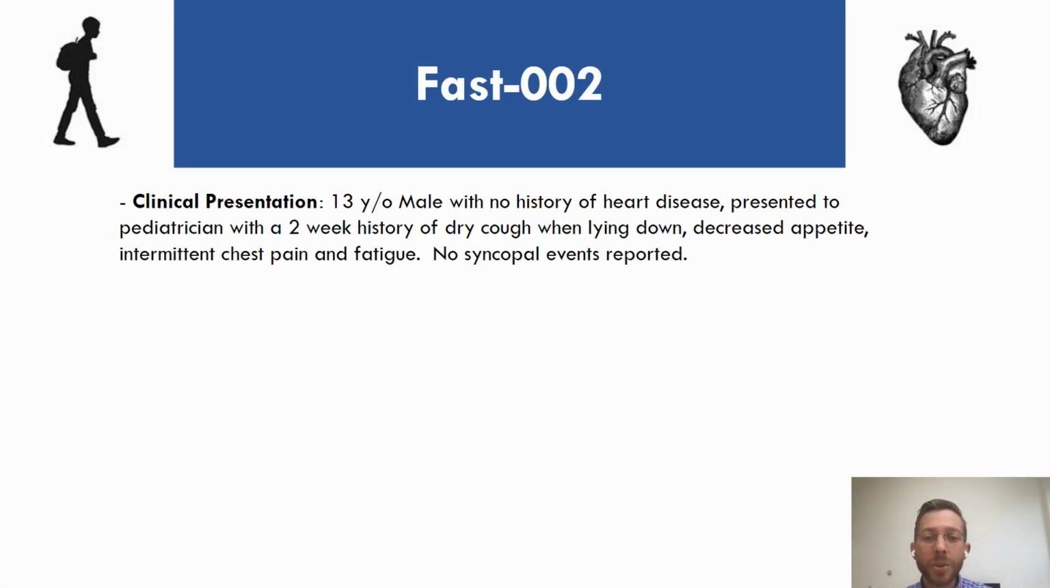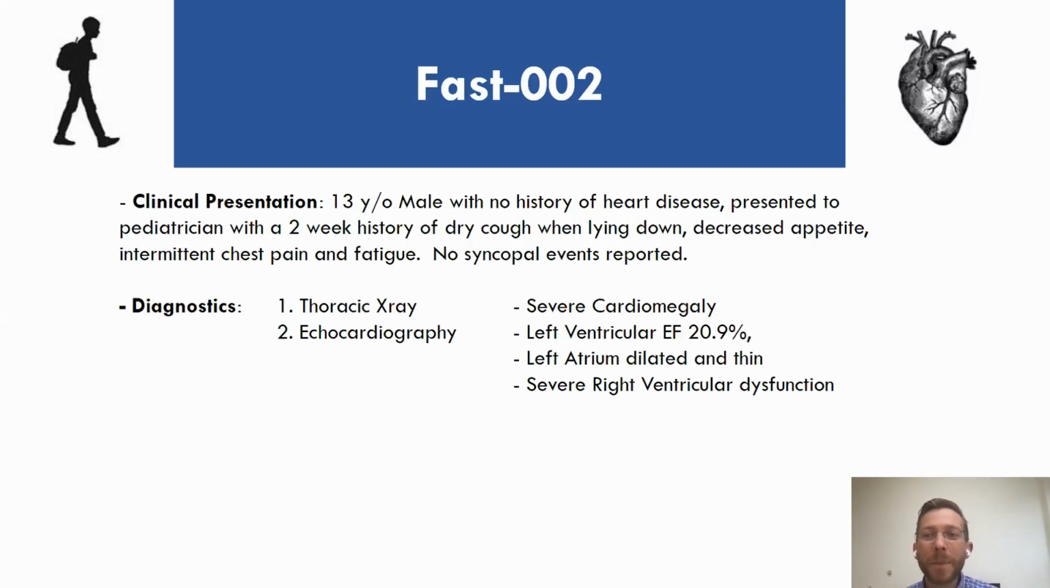When he presented to his pediatrician at the time, it was thought, hey, maybe this is COVID. So he was tested for COVID, which came back negative. So the pediatrician decided to order a few more tests. The first test was a thoracic X-ray, or an X-ray of his chest cavity. And that X-ray identified that this patient had severe cardiomegaly, or an enlarged heart.